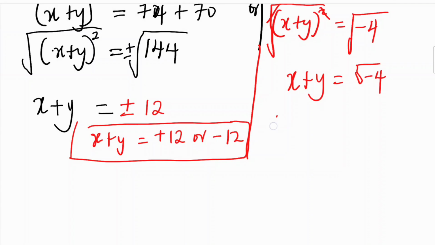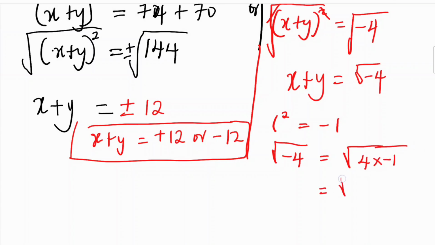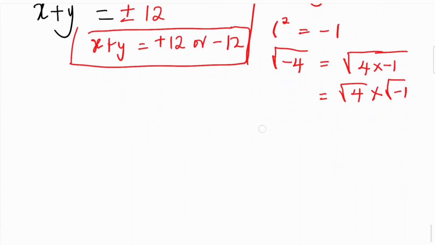Remember, in complex solution, we have that i squared is equal to minus 1. So you can now write the square root of minus 4 to be the square root of 4 times minus 1. And in this case, we can split this to be the square root of 4 times the square root of minus 1. Okay? So on having this, you can now see that x plus y is equal to plus or minus the square root of 4 times the square root of minus 1.